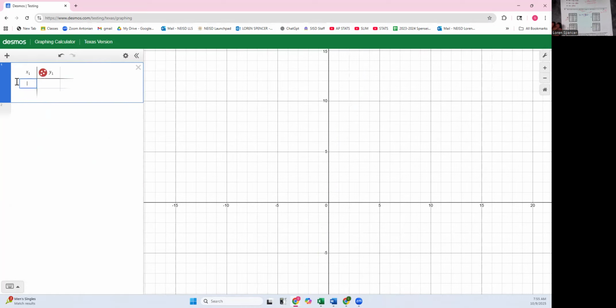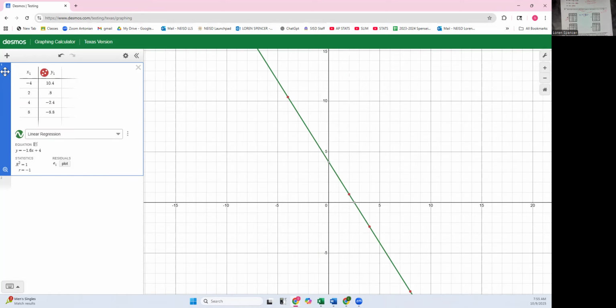Plus button again. We'll go to the table and we'll do B. This will go in order -4. And then we have 10.4. And then we have 2. And we have 0.8. And we have 4. And we have -2.4. And we have 8 and -8.8. Press the little button, add regression, and I get a -1.6.